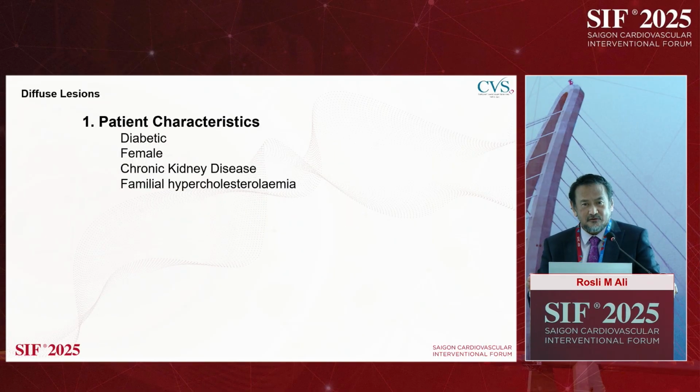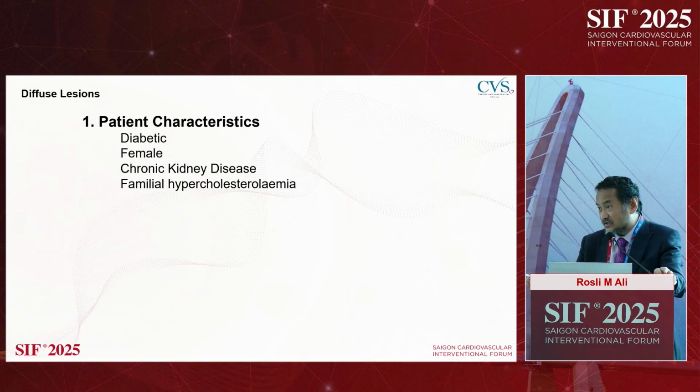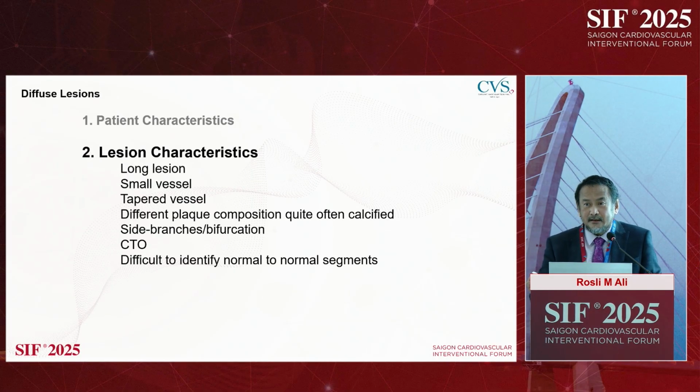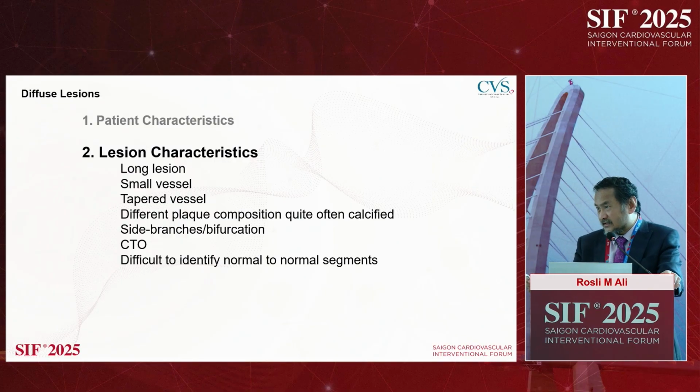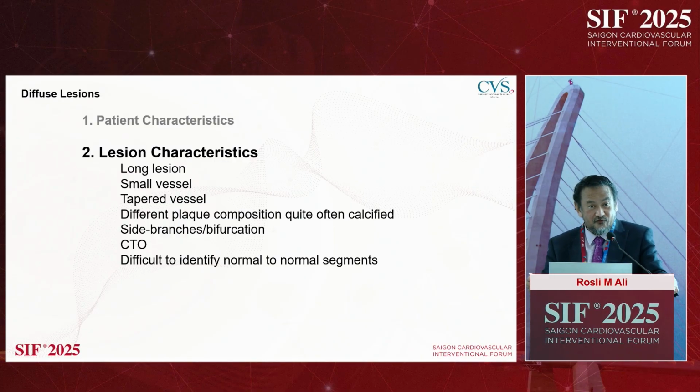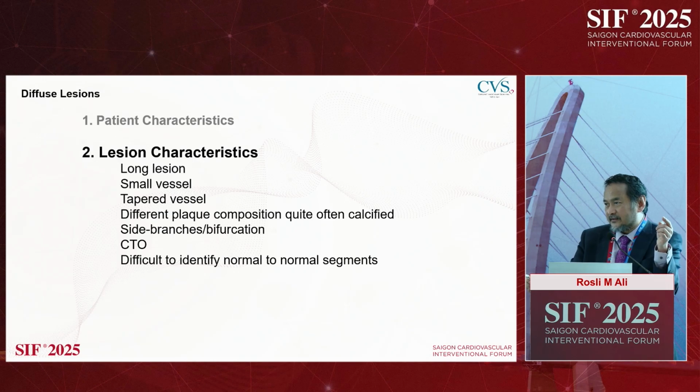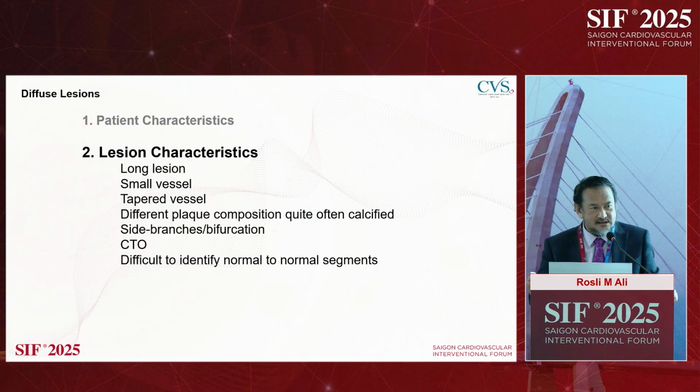Firstly, the patient characteristics: they tend to be diabetics, especially in our part of the world, females, familial hypercholesterolemia. Then the lesion itself is more complex. They tend to be long lesions with different morphologies. The vessels are tapered, you have bifurcation of the side branch, and not uncommonly they present with CTO. The thing about diffuse disease is that it's very difficult to identify normal to normal for the lesion that you want to treat, especially if you have to use stents. You don't want to stent too long, isn't it?